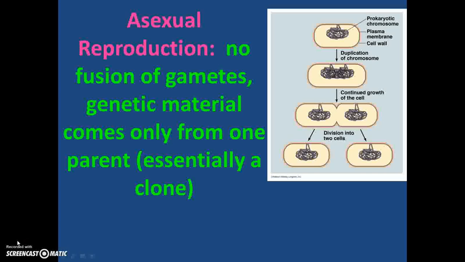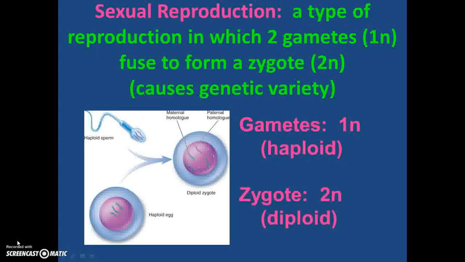All right, so asexual reproduction, essentially we're doing mitosis when we're doing asexual reproduction. So you start out with a diploid cell, you end up with a diploid cell. All right, and then we have sexual reproduction.